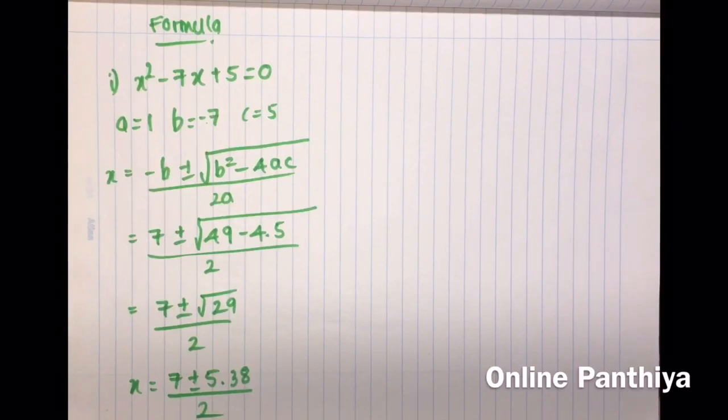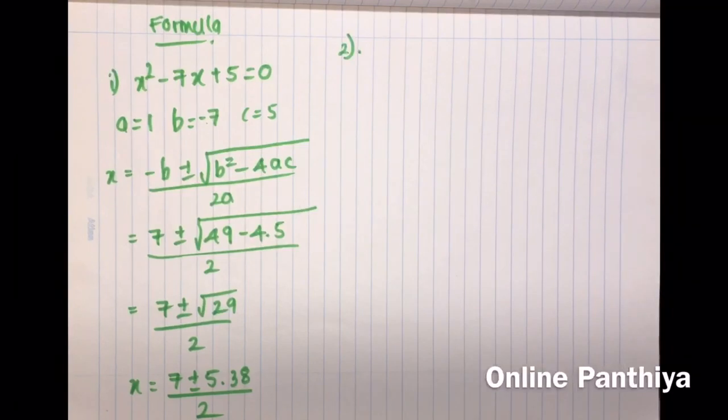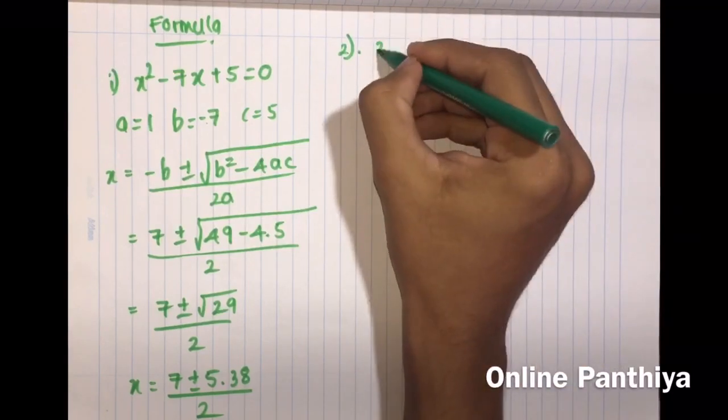Now can't you find out? You can, right? First take plus 5.38 and add it with 7 and then divide by 2, and then next take minus 5.38 and add it with 7 and then divide by 2. Is that clear? Okay, let us move on to the next example under this formula method.